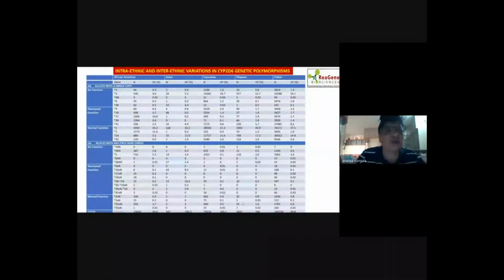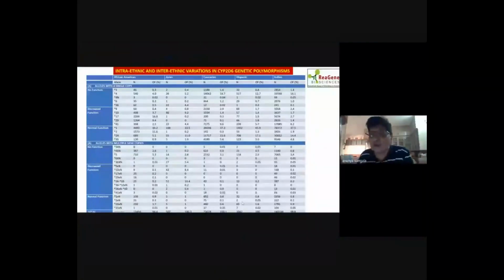Here I'm showing intra-ethnic and inter-ethnic variations in one of the drug metabolism enzymes, called CYP2D6. Previously, in the 1990s, it was found that if a drug is metabolized by this cytochrome P450, 10% of Caucasians do not have this gene, it's a deleted gene, or 17% of Germans actually have multiple copies of the same gene. Or if you go to Asians, 20% of them don't have this gene. So it's very complicated when you go to inter-ethnic and intra-ethnic differences. Even Indians have a lot of differences.